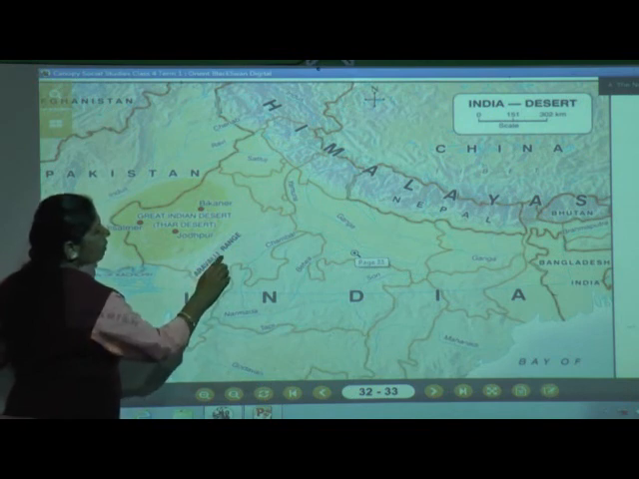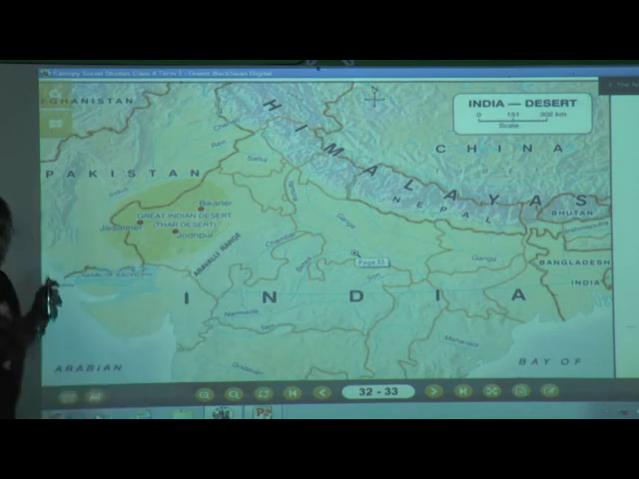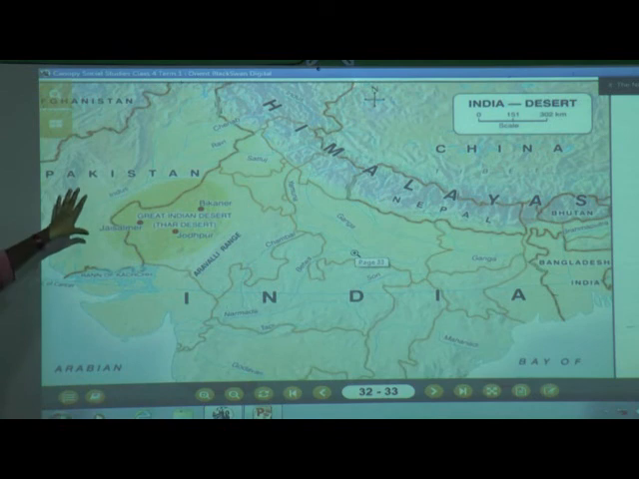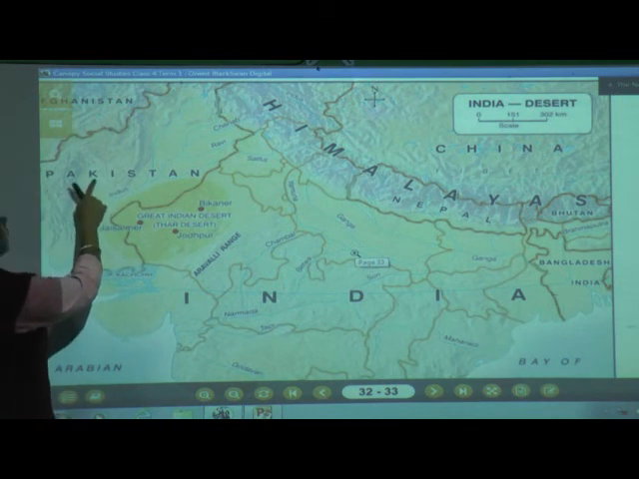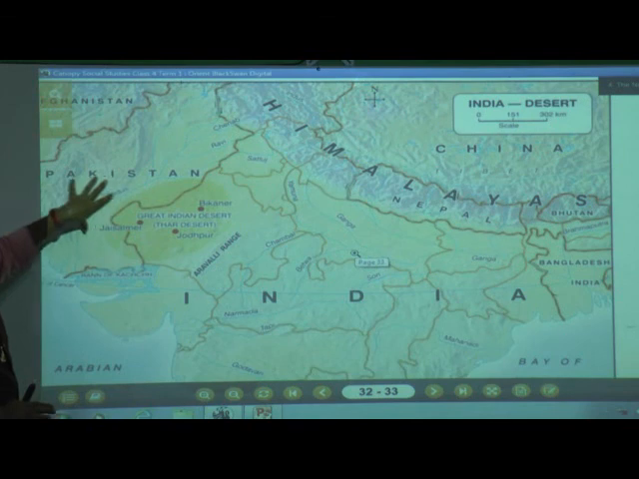Aravali range, it is there. Now what do we have here? The desert extends, it is spread out to the west side of Pakistan. Can you see here, Pakistan? The north and the west side of it is covered by Pakistan.